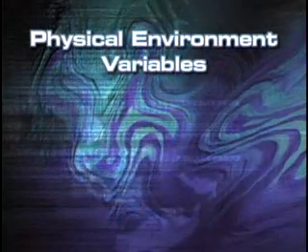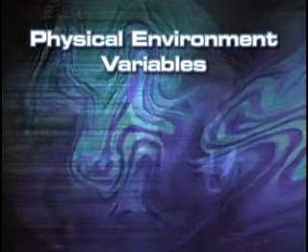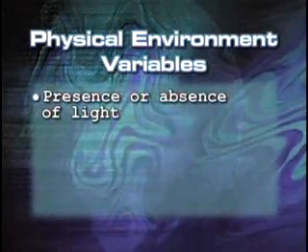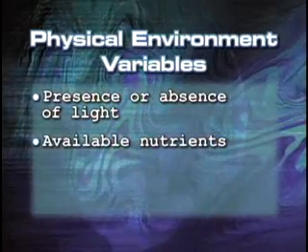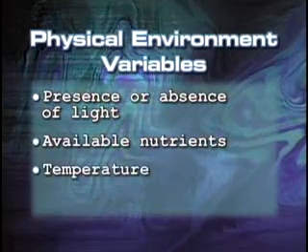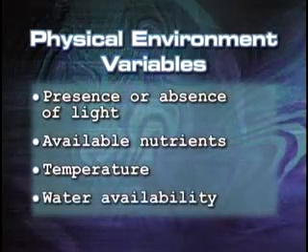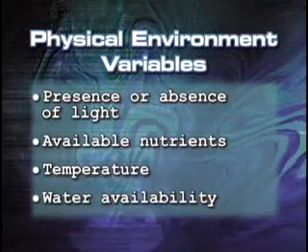What defines any particular physical environment is a set of ever-changing variables. It is this specific set of variables to which plants and animals adapt that creates each of the different biomes and makes them each unique. These four variables I'm talking about are the presence or absence of light, available nutrients, temperature, and certainly moisture, or the availability of water.